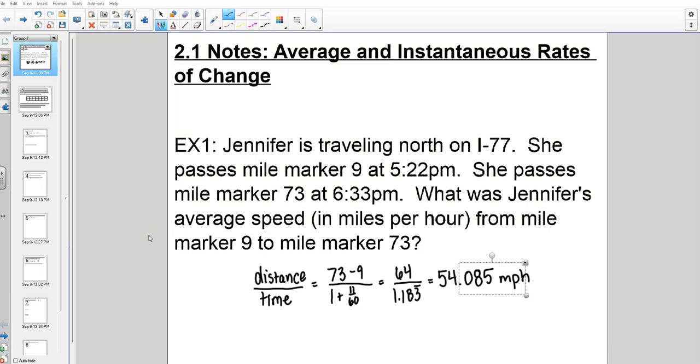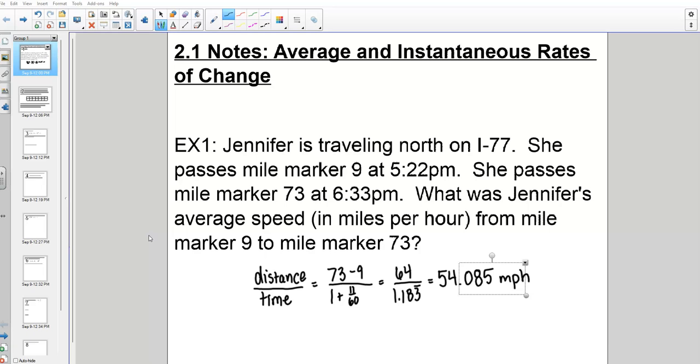I saw a few people that had minutes on the bottom, which is okay. Your answer could still be sort of correct, but your answer is in miles per minute. And you would need to convert that back to miles per hour before it would be what the question was asking for.